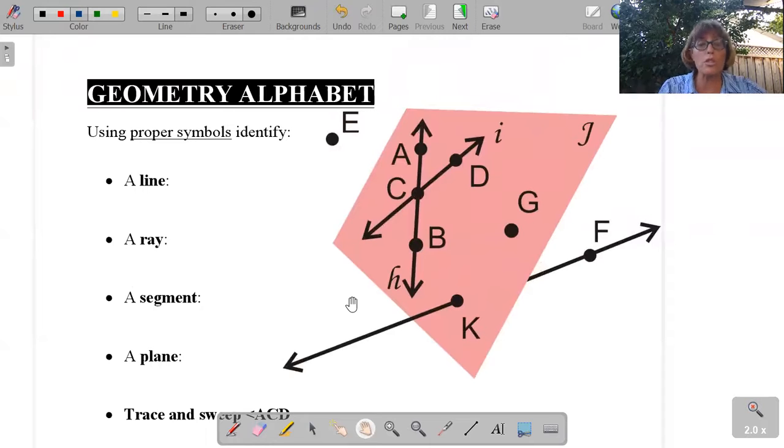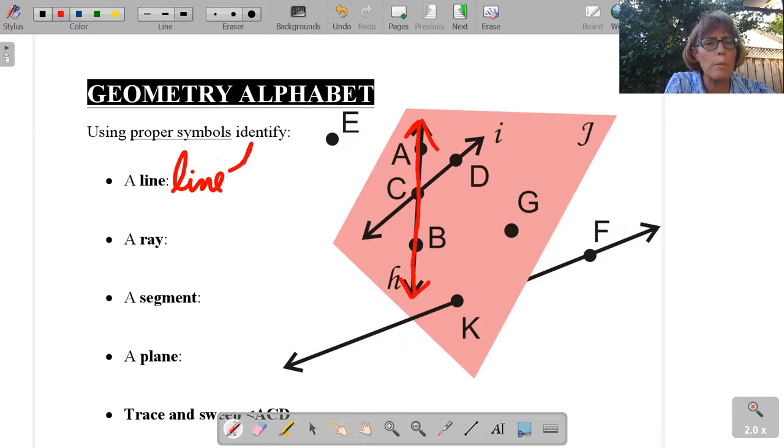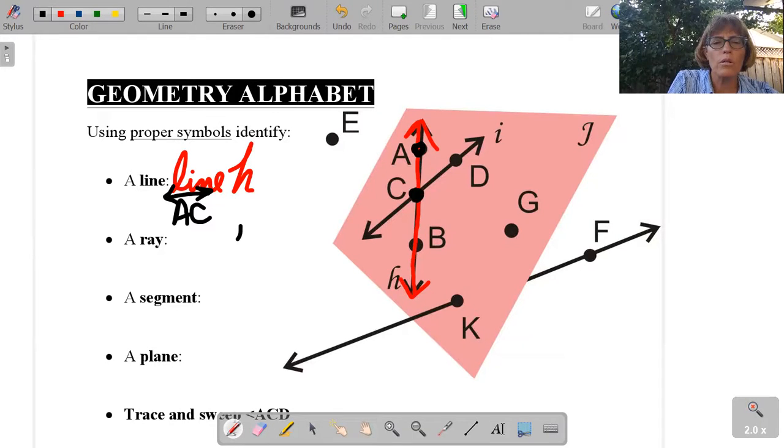We're going to use our proper symbols to identify a line. So if I want to identify this line, there's a couple ways we can identify it. I can identify it by that lowercase cursive, so I can call it line H. Or I can use any 2 points in the line. I could call the exact same line AC or CB, etc. You only need 2 points to name a line.